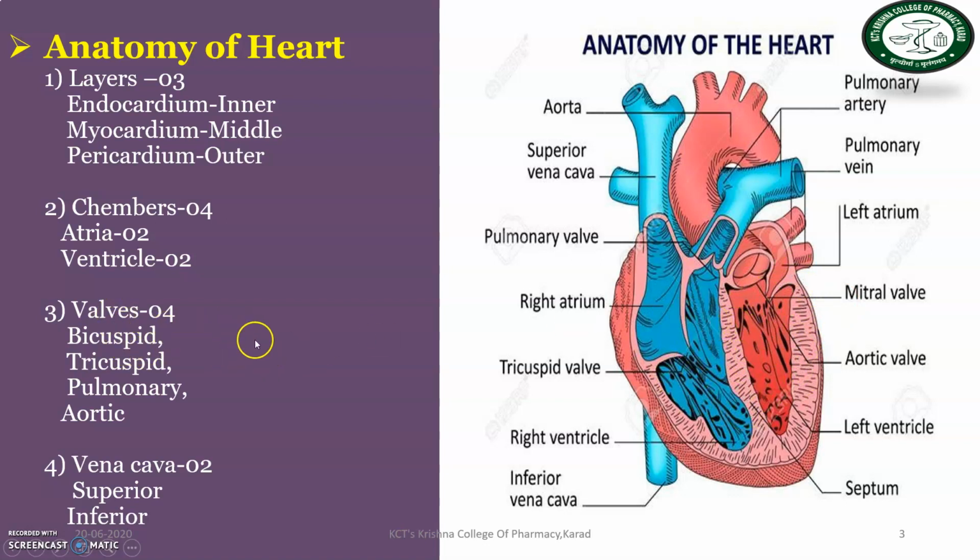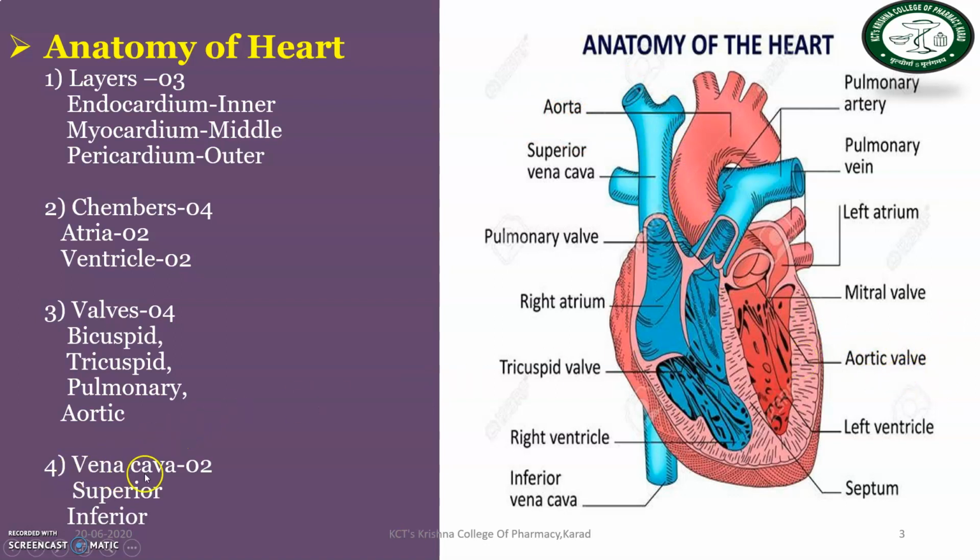Next, the walls. The heart contains four valves. Number one is the bicuspid valve, which is also called the mitral valve. Second is the tricuspid valve, which is on the right side of the heart. Number three is the pulmonary valve, and number four is the aortic valve, at the aorta.